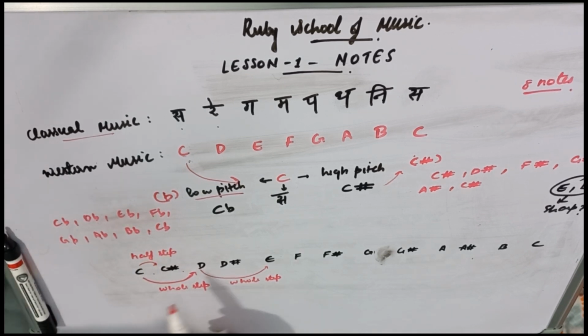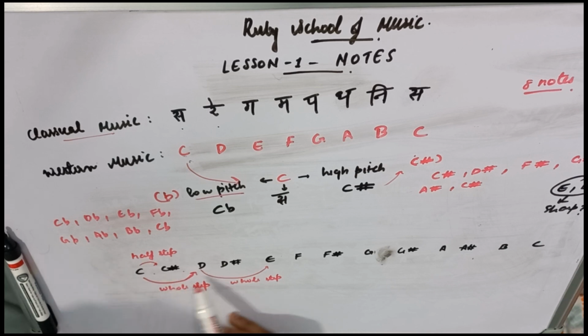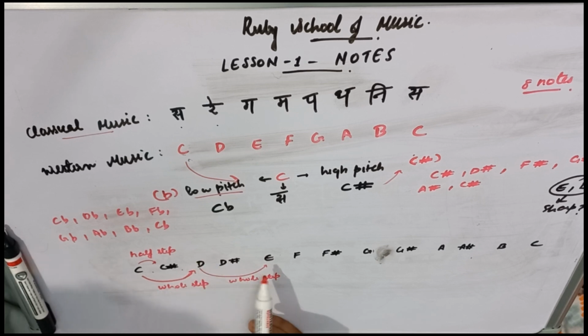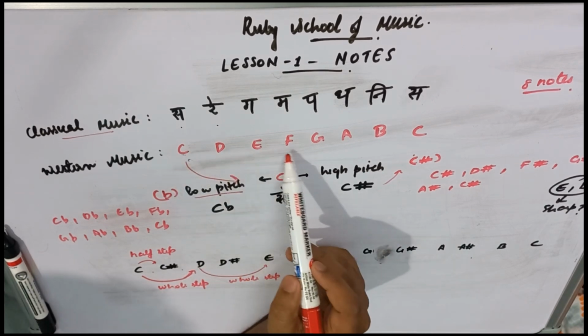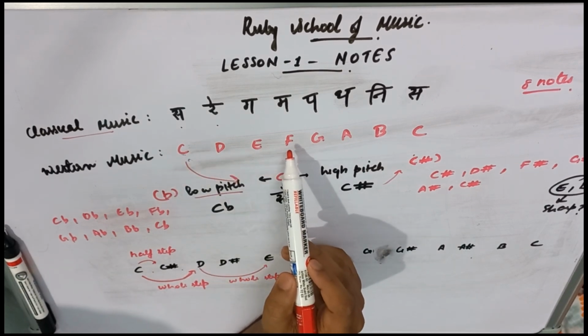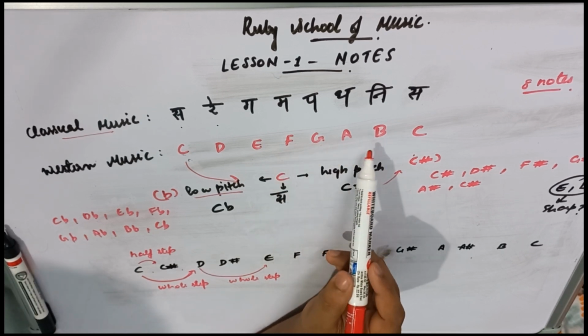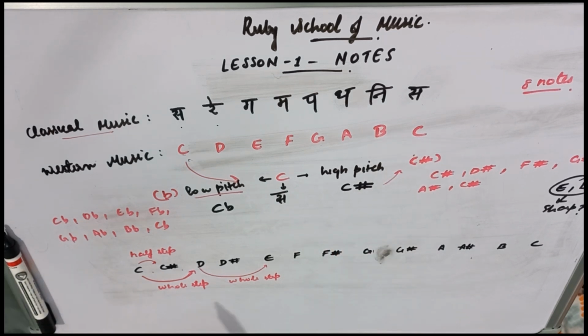Now, this is the basic thing. C to C sharp is called a half step. So every next note will be called a half step. C to C sharp is half step, C sharp to D is half step, D to D sharp is half step, D sharp to E is half step, E to F is half step. And F to G whole, G to A whole, A to B whole, B to C, again it will be half. So this is how it works.